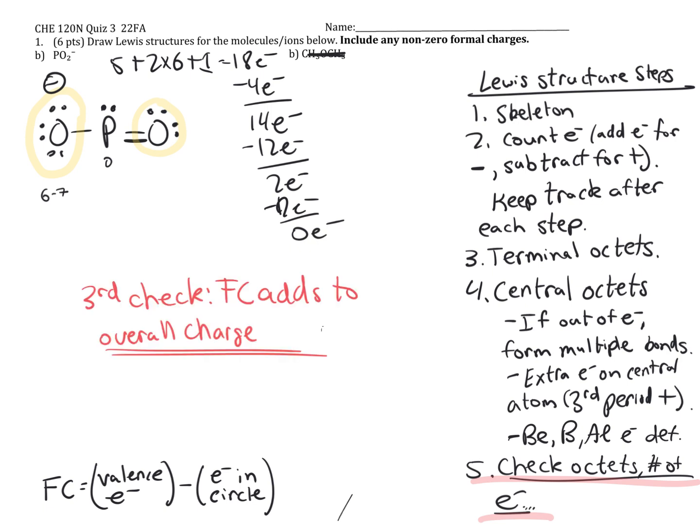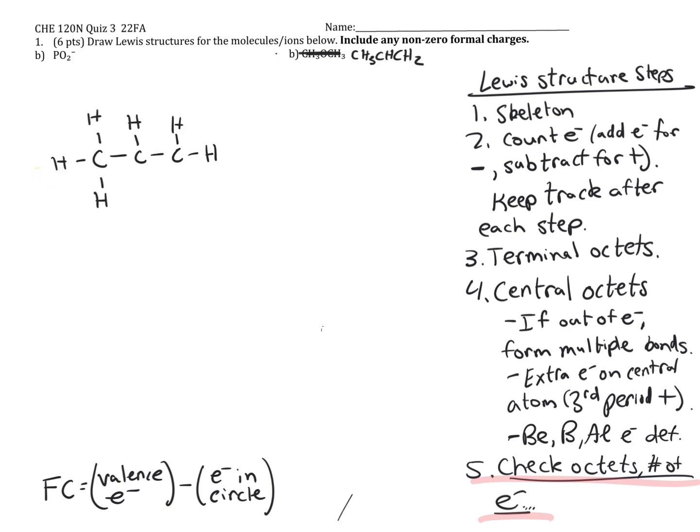This gives us a third and final check that our Lewis structure is correct. Remember that the formal charges are going to add up to the overall charge. It's just a way to count our electrons and keep track of them carefully. In this case, we have our minus charge here. There was an overall minus charge on this PO2 minus ion, so that does match up and check that we have the correct Lewis structure.